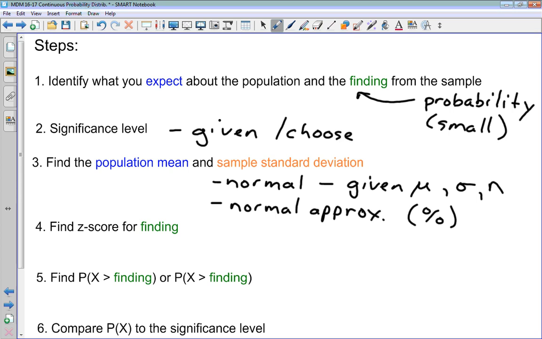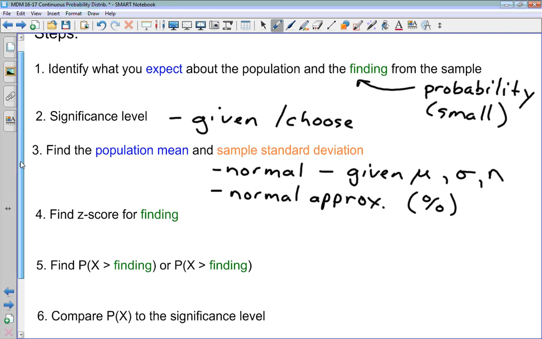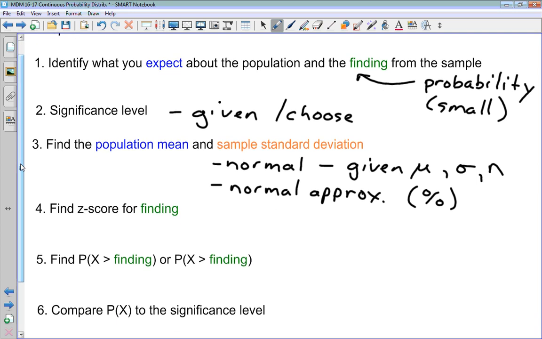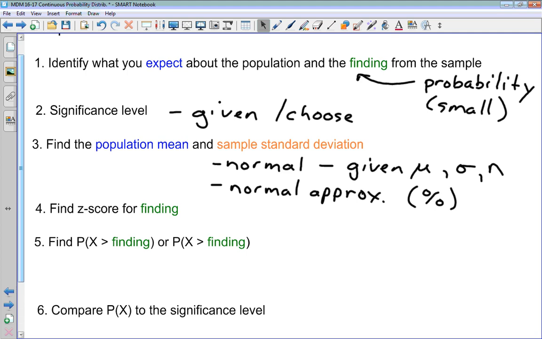So once you've figured out your population mean and your sample standard deviation, you can go ahead and find the z-score for this thing that you're trying to find the probability of, the result from your survey or from your experiment. Okay? And then from your z-score, you're going to calculate the probability of either getting a result that is greater than that or a result that is less than that, depending on whether your finding or the result from your sample is greater or less than the mean. And this will be more clear as we go through an example.